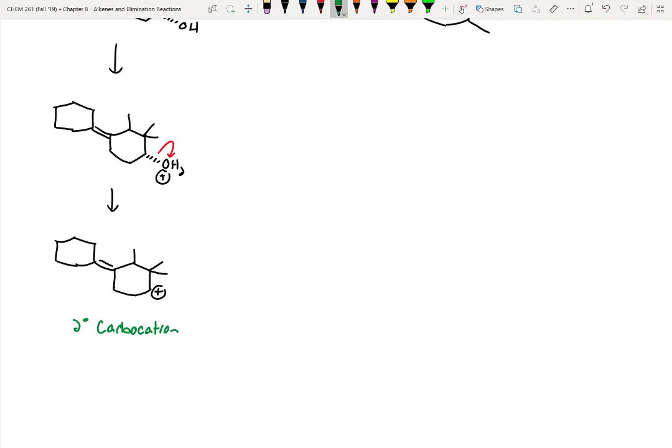Rearrangement. What sort of rearrangement can I do? A methyl shift, okay? So what I'm going to do is take one of these methyl groups right here, and I'm just going to slide it all the way over. It means over here we now have a tertiary carbocation. All right, tertiary carbocations, pretty good. What's better than tertiary though? Resonance. Is there any way to get a resonance stabilized carbocation?